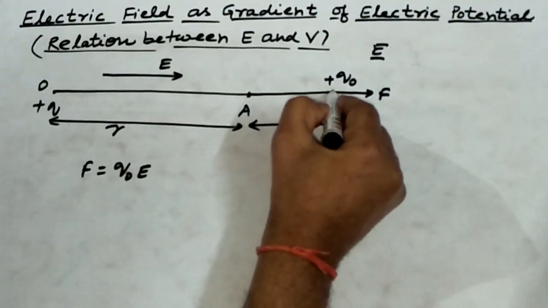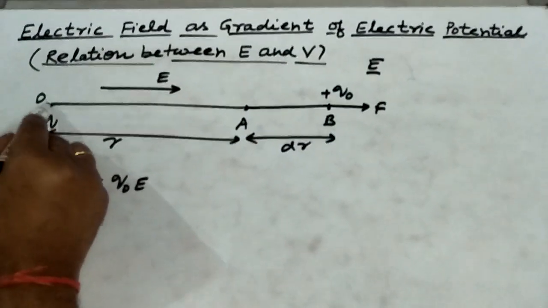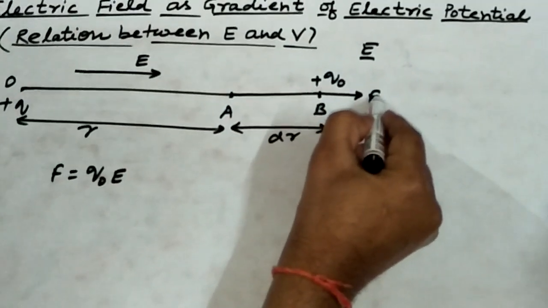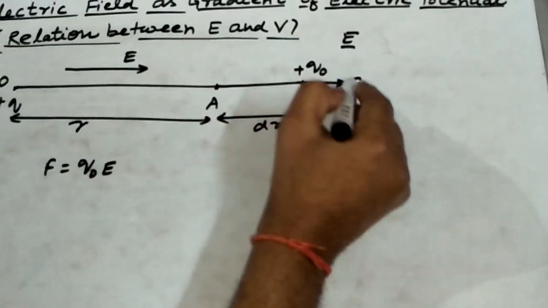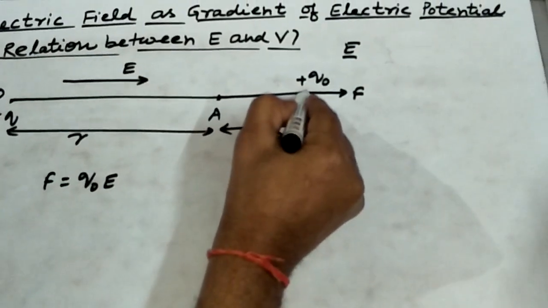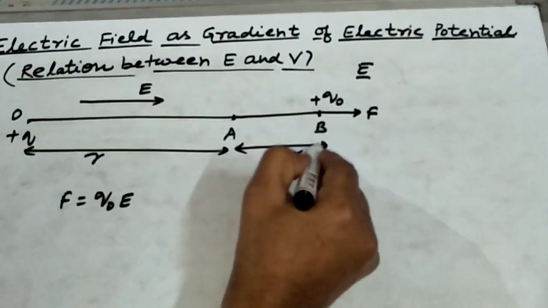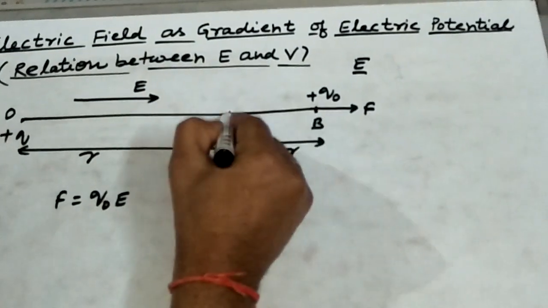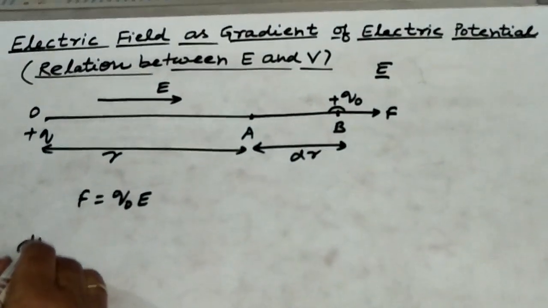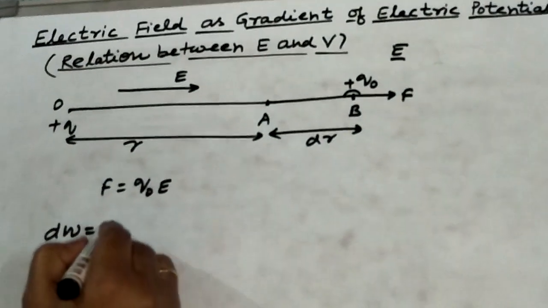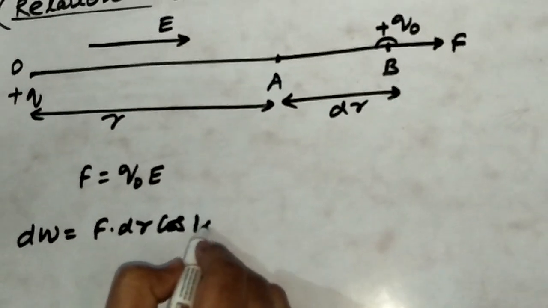It means this charge plus Q naught, placed at point B, where the electric field due to the charge plus Q is E, experiences a force F, given by F is equal to Q naught E. And when this charge plus Q naught is displaced from B to A, through distance dr against this force, then the work done in this process, dW, is equal to F into dr into cos 180 degree.